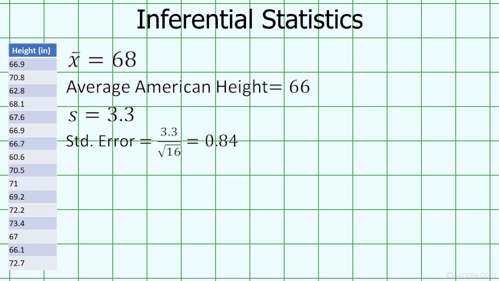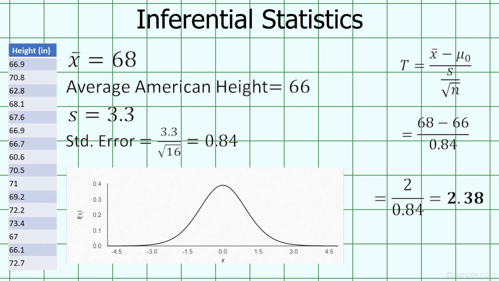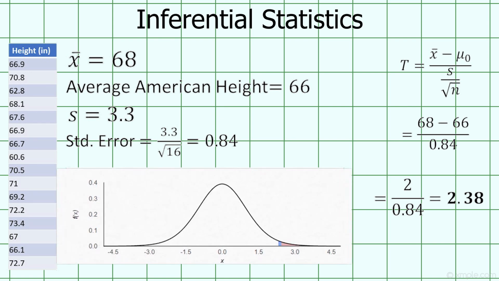To do this, we can use a t-distribution with a mean of 0 and a standard error of 1, also called a standardized distribution. Notice the shape doesn't change. We can now convert the mean of our sample, 68, into an equivalent value on the standardized distribution by subtracting 66 and dividing by the standard error of 0.84, which gives us 2.38. Using a computer, we can find that the area to the right of 2.38 on the standardized t-distribution is 0.0015.